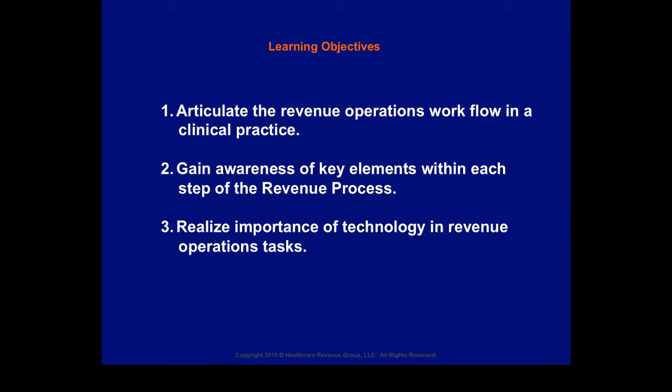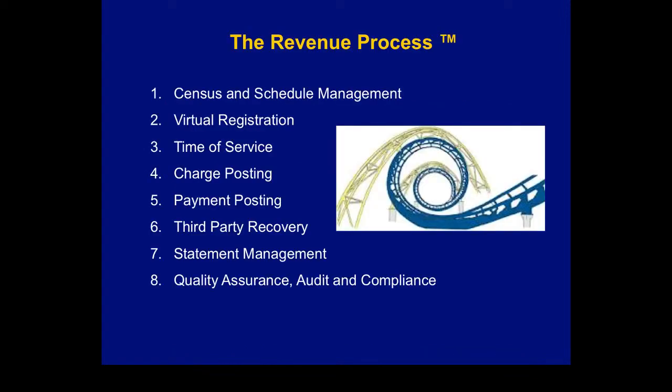Learning objectives, pretty straightforward. We're going to take a look at the process. We're going to take a look at the elements of the process and work our way through exactly what that means. There are 8 steps to the revenue operations workflow, or the revenue process as we call it. And that starts with scheduling, putting people on the schedule.